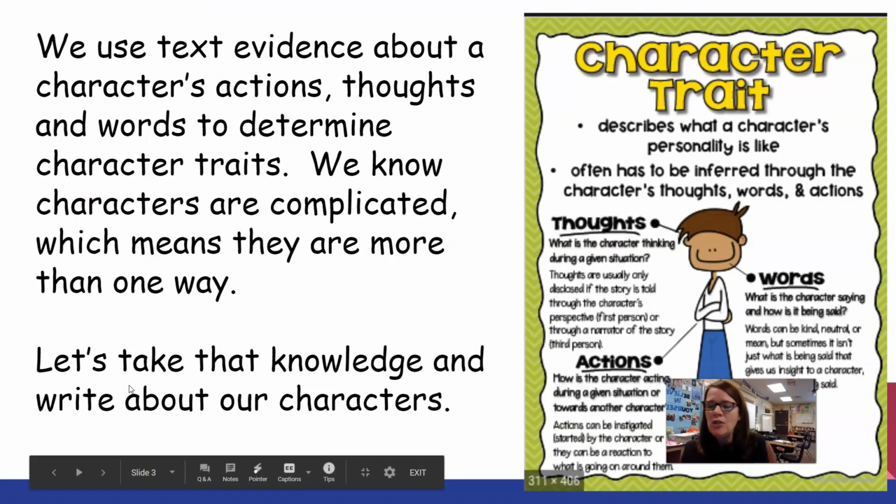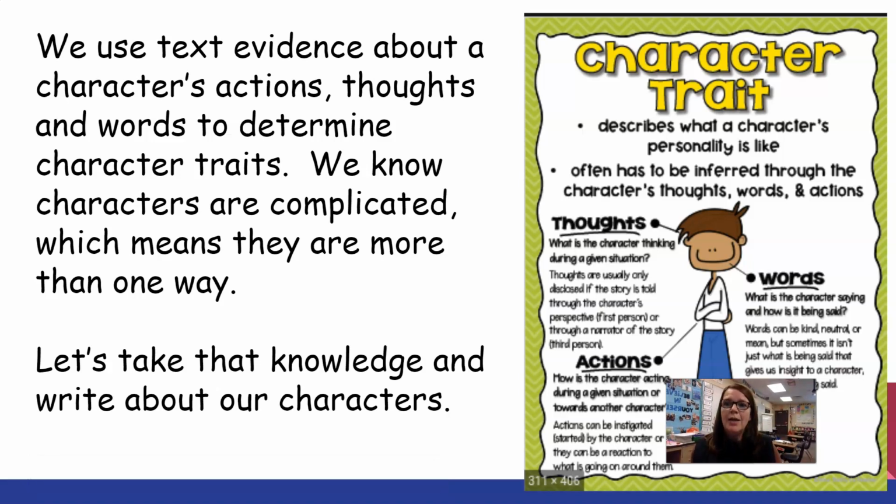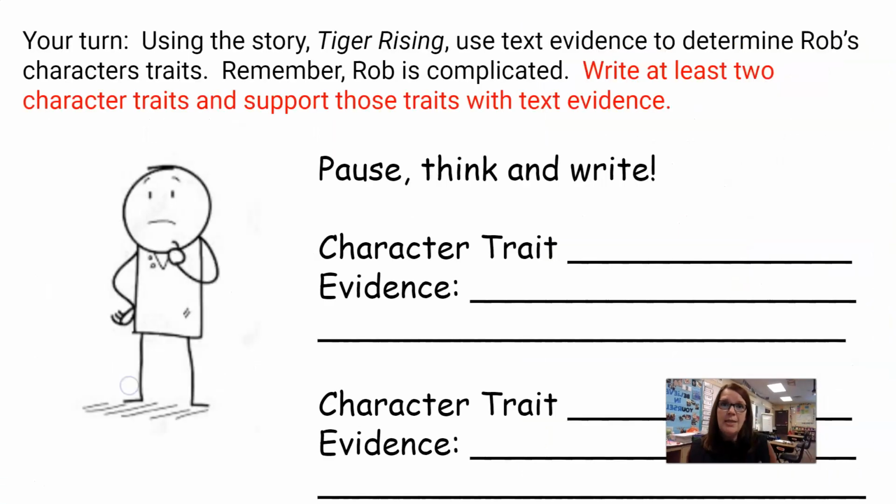As a reminder from yesterday, we use text evidence about a character's actions, thoughts, and words to determine our character traits. We know that characters are more than one way. We know that they're complicated. So we're going to take that knowledge of our character traits and we're going to write. We bring our thoughts today to Tiger Rising, and we're going to think about Rob in particular.